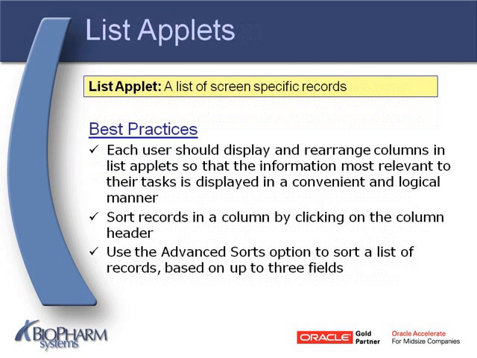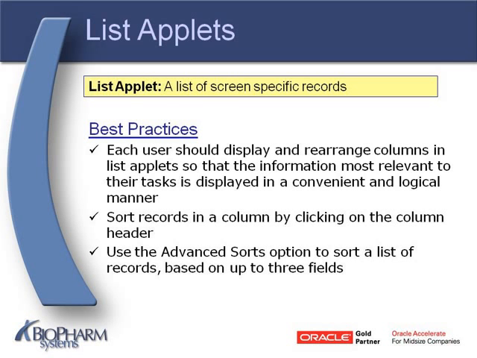List applets. A list applet in Siebel Clinical is simply a list of screen-specific records. The layout is very similar to an Excel worksheet list. A few nice attributes of list applets are that users can rearrange the way the data is displayed by rearranging columns simply by dragging and dropping them to the desired location, adding or removing displayed columns via the Columns Displayed menu option, sorting columns of information using the sort icon in a column header, and querying for a specific list of results.